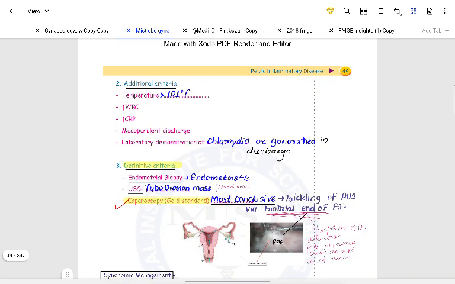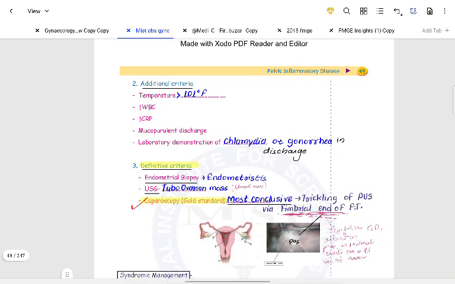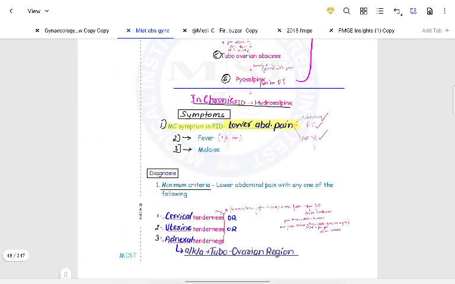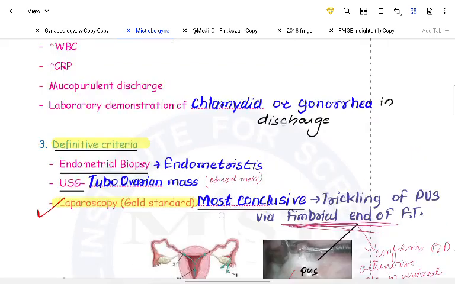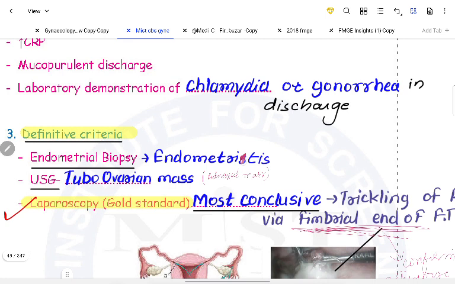The definitive criteria is endometrial biopsy. Okay, so that was for the diagnosis. This was the minimum criteria, and then you can do additional criteria. But the definitive criteria, which is like a stamp that it is PID: we do an endometrial biopsy, and we say that if there is endometritis, this is inflammation of the endometrium, which usually occurs, right?